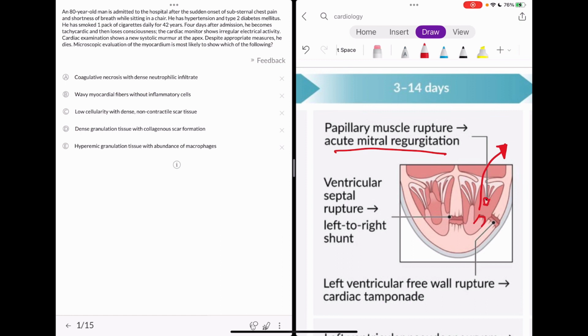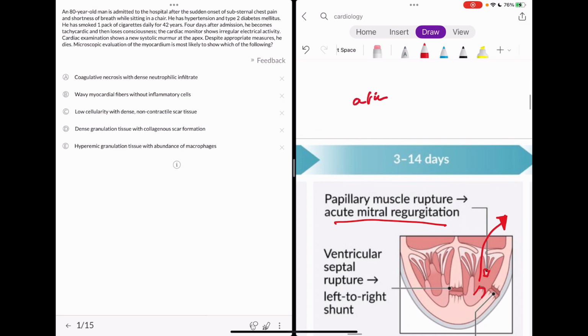So he's asking you guys, 4 days after an MI, what would be expected on autopsy, right? That's essentially the question. So is it coagulative necrosis with dense neutrophilic infiltrate? We know, guys, that neutrophils disappear after 3 days, so it's not expected to have neutrophils still there 4 days later, right? Now, do you have wavy myocardial fibers without inflammatory cells? Do inflammatory cells just disappear 4 days later? Of course, there remain macrophages and stuff like that. So obviously that's not B as well. This would be the case like months later, right? But the inflammatory reaction is still there 4 days later. It's just not neutrophils, right?